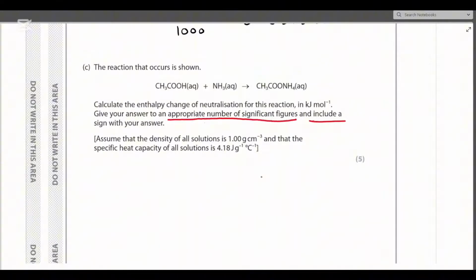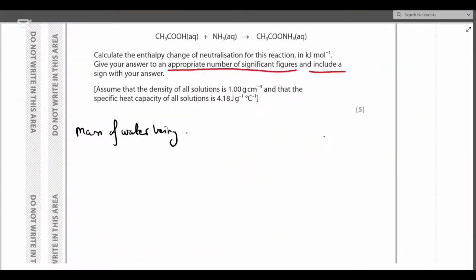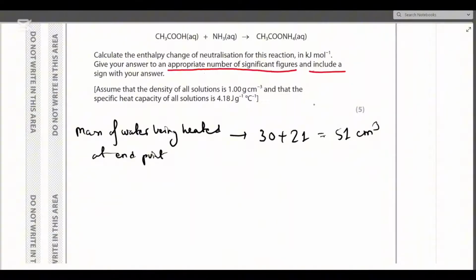when the final answer is provided. So at first, you calculate the mass of water being heated at the endpoint, which is pretty simple, right? You have 30 plus the endpoint volume, which is about 21, so that sums up to 51 cm cube. And since they told us to assume the density of all solutions is 1 gram per cm cube, 51 cm cube represents 51 grams. So that's the actual mass of water.